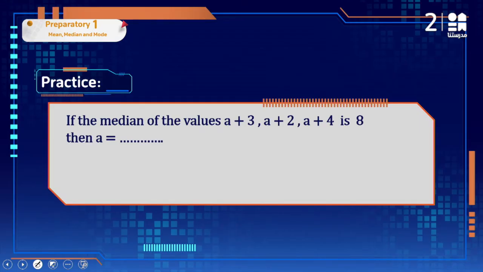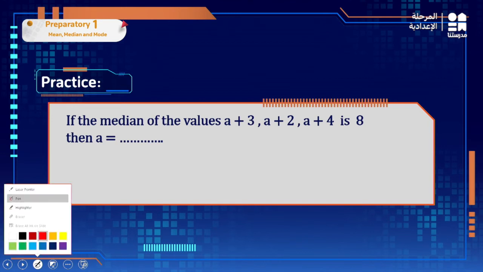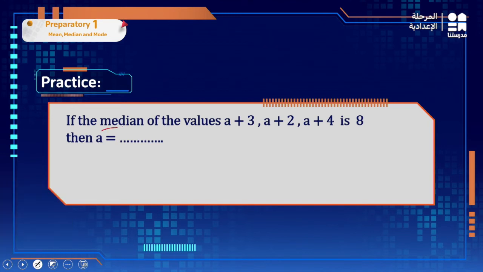Here we have practice. If the median of the values a plus 3, a plus 2, and a plus 4 is 8, find a. How can we find it? We talked about the median. So I need to arrange them before anything. When you see the word median, we have to arrange them.